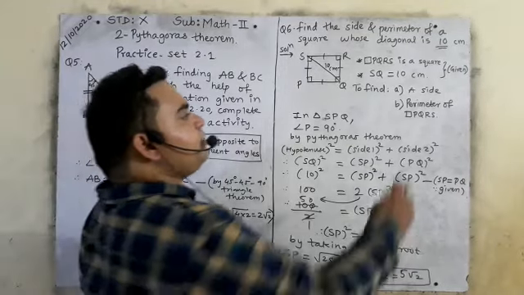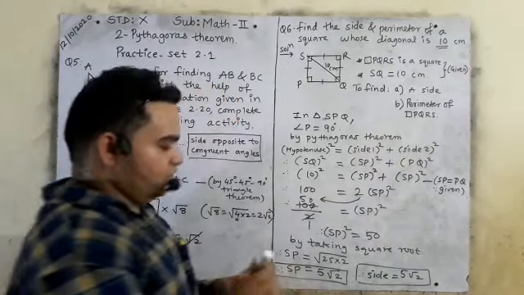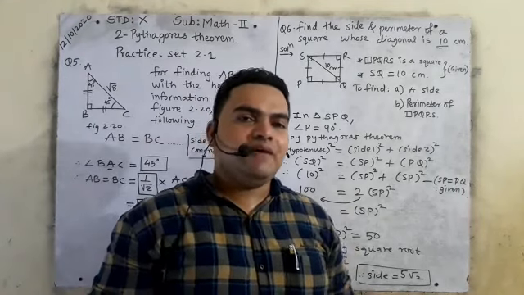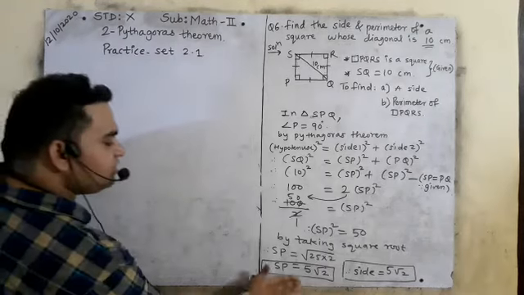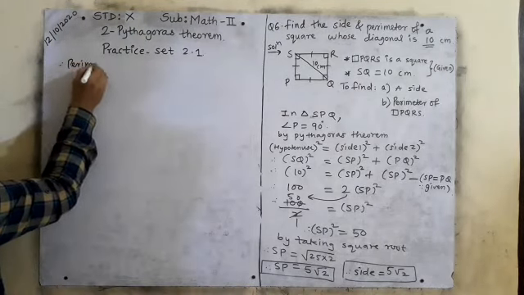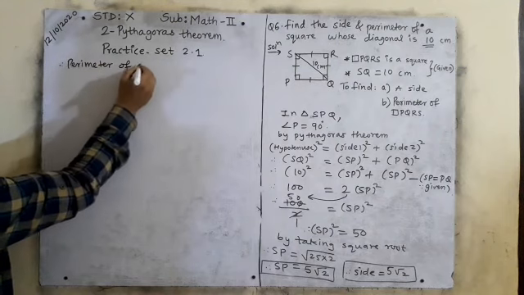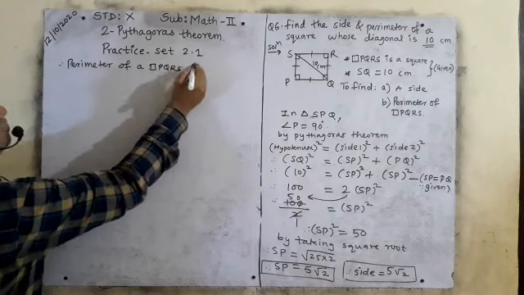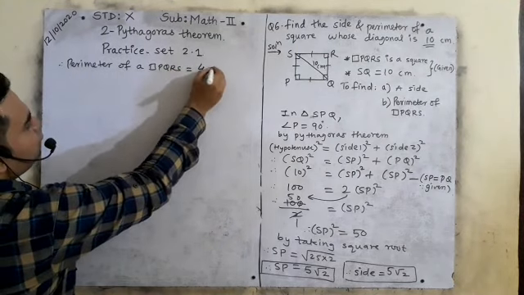Now you have to find the second one, the perimeter of the square PQRS. What is the perimeter of the square? 4 multiplied by side. Is it clear? After this we will write: perimeter of quadrilateral PQRS is equal to 4 into side.